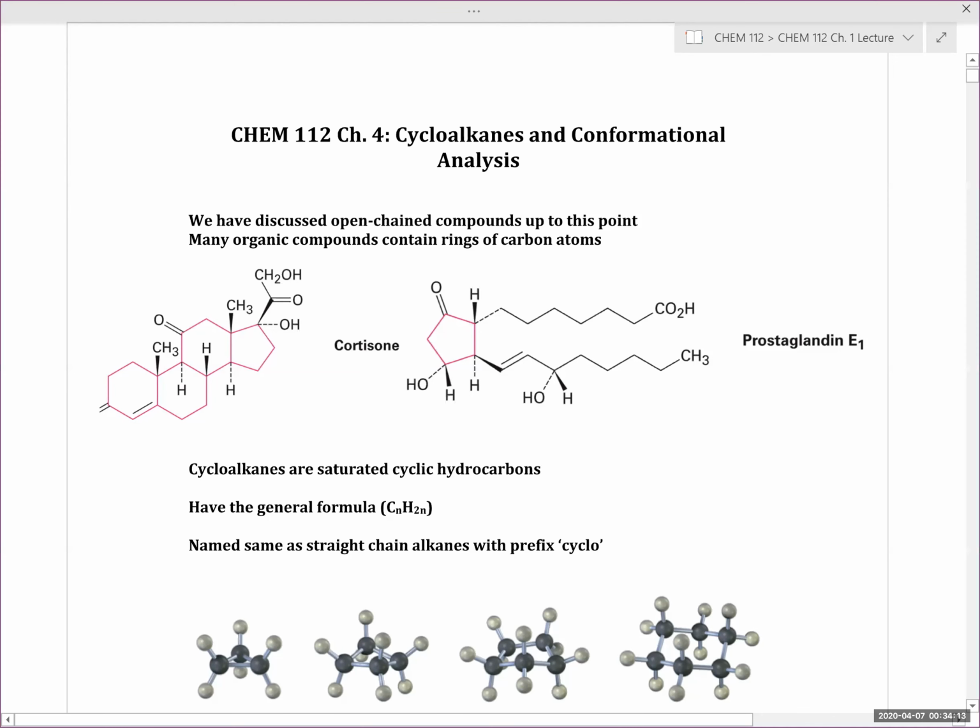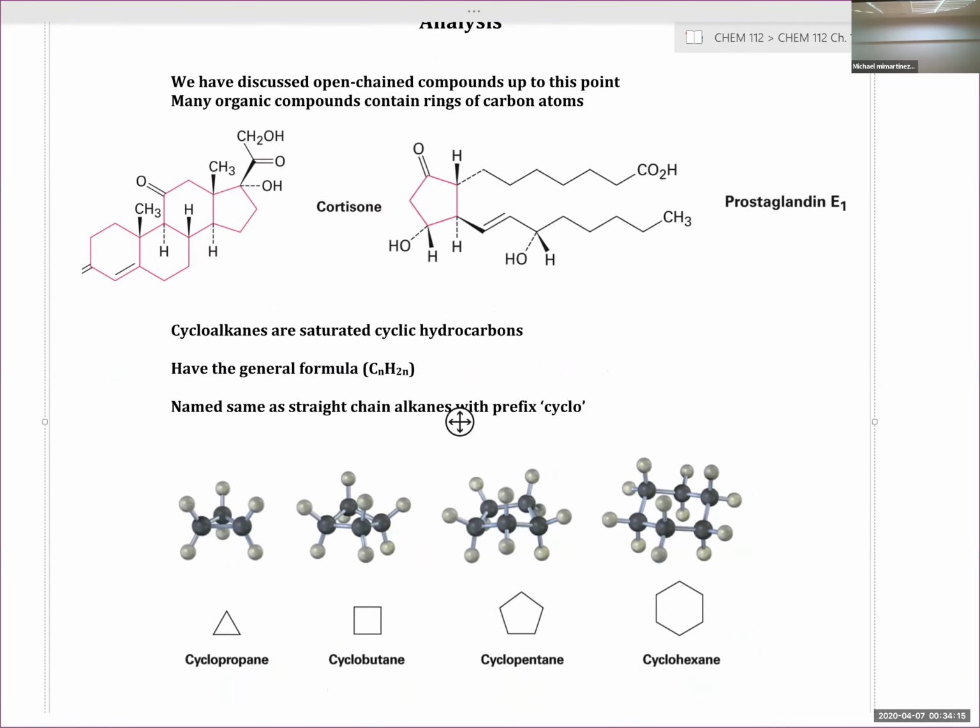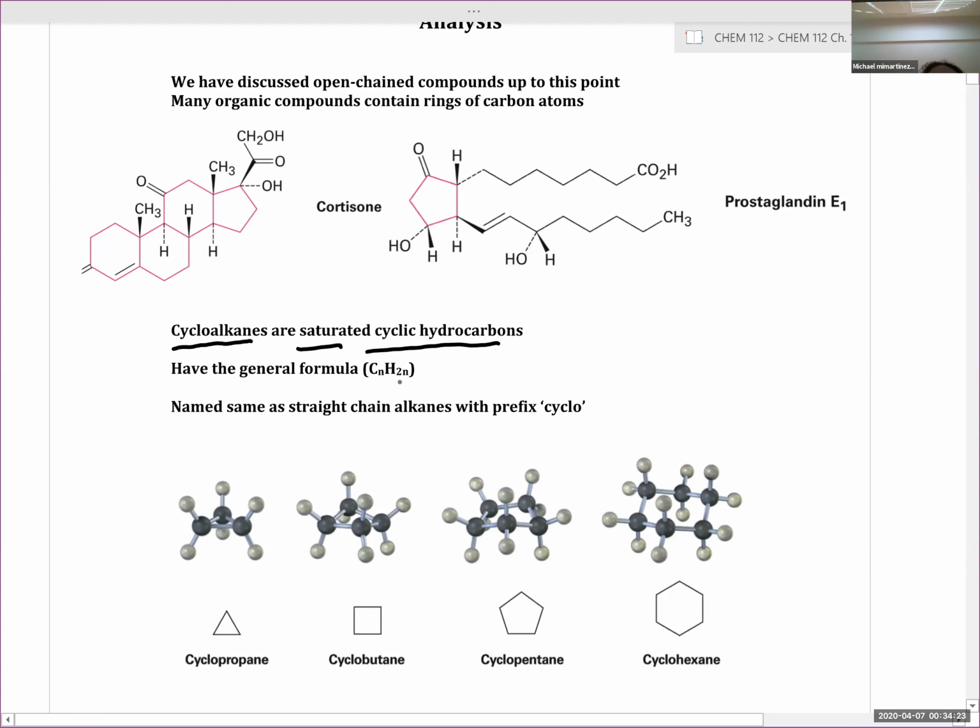So let's define some of our terms here. Cycloalkanes are saturated cyclic hydrocarbons. So they have the general formula of CnH2n. The main indicator that you have a cycloalkane instead of a normal straight chain alkane is that you will have 2 less hydrogens than normal.